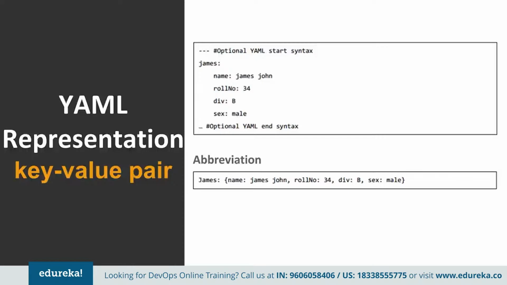Now, you can also use abbreviation in YAMLs to represent dictionaries. As you can see on the screen, it basically follows the pattern of a key value pair. So here the key is James and it has various values like its name, roll number, division, sex, everything. So the key James has many values like the name James John, the roll number to be 34, the division to be B and the sex to be male.